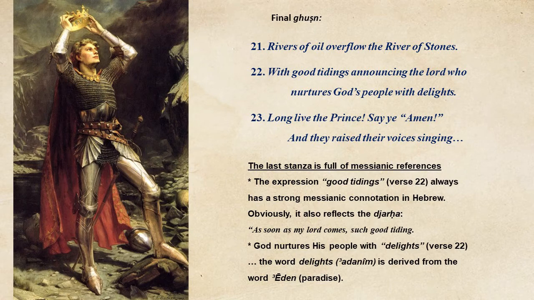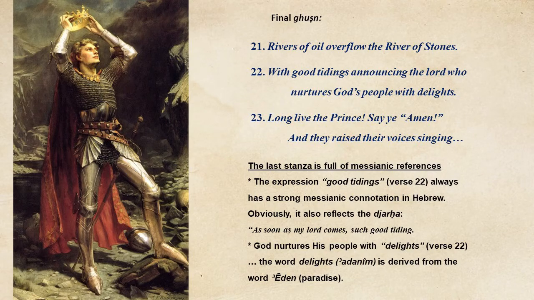So this last stanza is full of messianic references. The expression good tidings here, with good tidings announcing the Lord. So the good tidings in Hebrew, Besorot Tovot, always has a strong messianic connotation. Usually we're hoping for good tidings, meaning the messianic era will come. So when you say Besorot Tovot, that has a messianic connotation, almost unmistakably. And also, it reflects the jarha again. As soon as my Lord comes, such good tidings. In Spanish, right? Al-Basara, Besorot and Al-Basara.